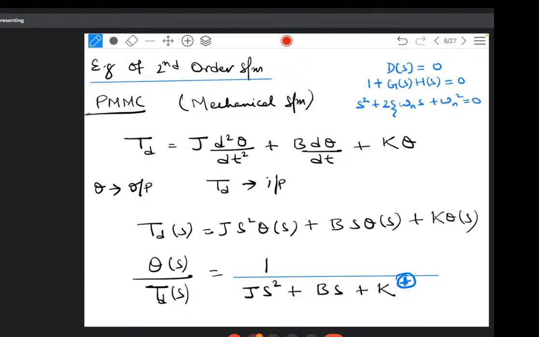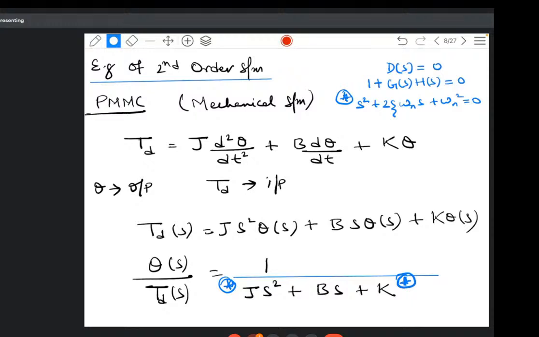Now, if you compare this part with this part, you can see that in the characteristic equation of the standard second order transfer function, the coefficient of s square, the highest degree of s, is 1. But here in the given system, which is a PMMC, the coefficient of s square is J. So I can compare these two characteristic equations only when the coefficient of s square is 1. So I need to divide numerator and denominator by J. So this will become 1 by J, this will become s square, this will become B by J into s, this will become K by J.